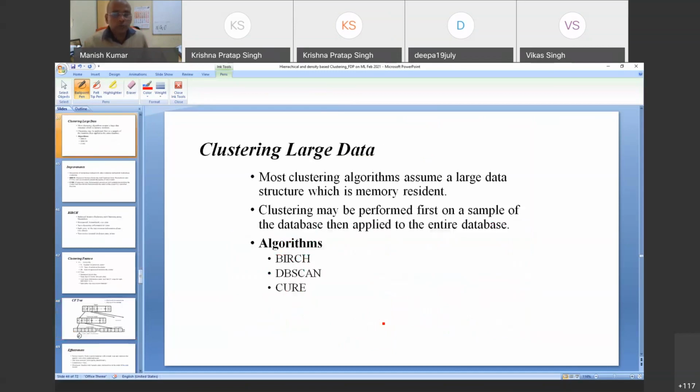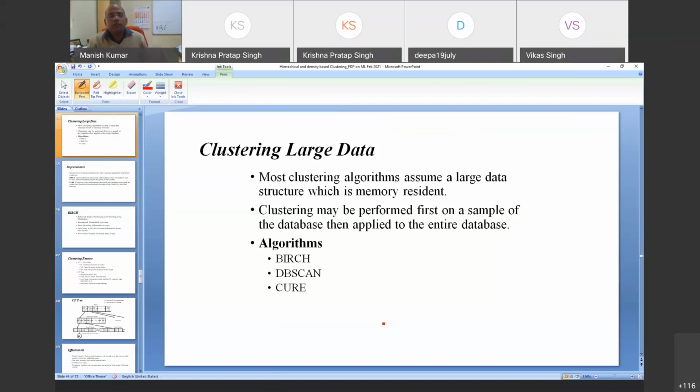So I'm moving to large data clustering, where the first algorithm is Birch, which talks about tree structure based clustering. Another set of algorithms is DBSCAN and CURE, which are density based clustering, also very useful for larger data sets. What we do is assume a large data structure, which is memory resident, and clustering may be performed first on a sample of the database, then applied to the entire database.